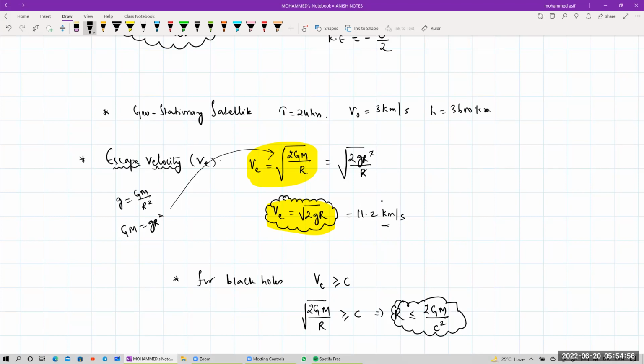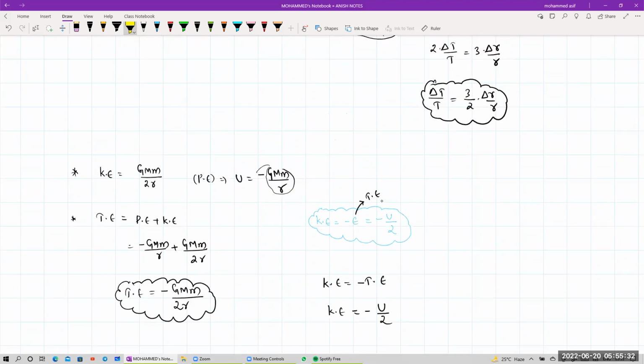Done, madam? Yes, sir. So these are some of the basic formulas which you need to remember for doing the numericals related to this. The time period relation is also very important. You need to remember this relation well.